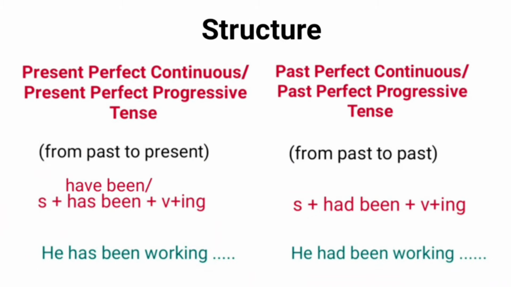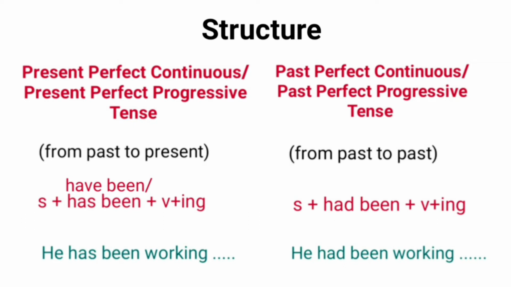So, let's get started. In present perfect continuous tense, action starts in the past and it continues to the present. While in past perfect continuous tense, action starts at a point in the past and it continues to another point in the past.